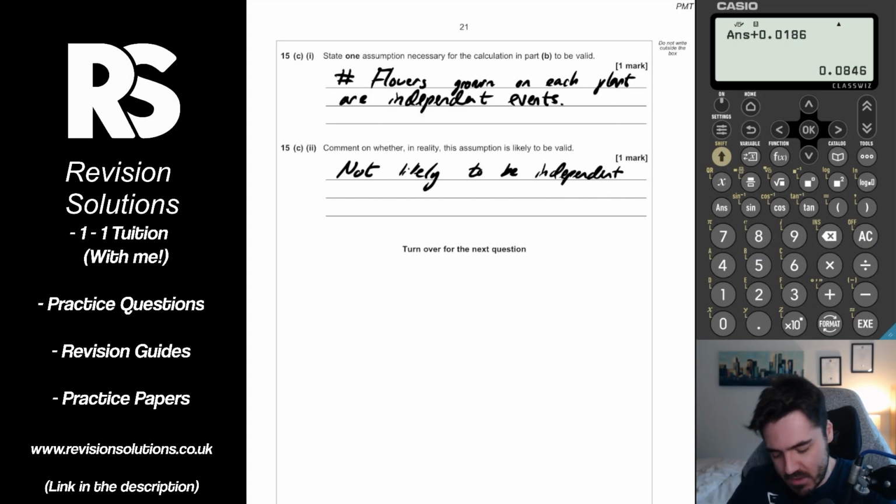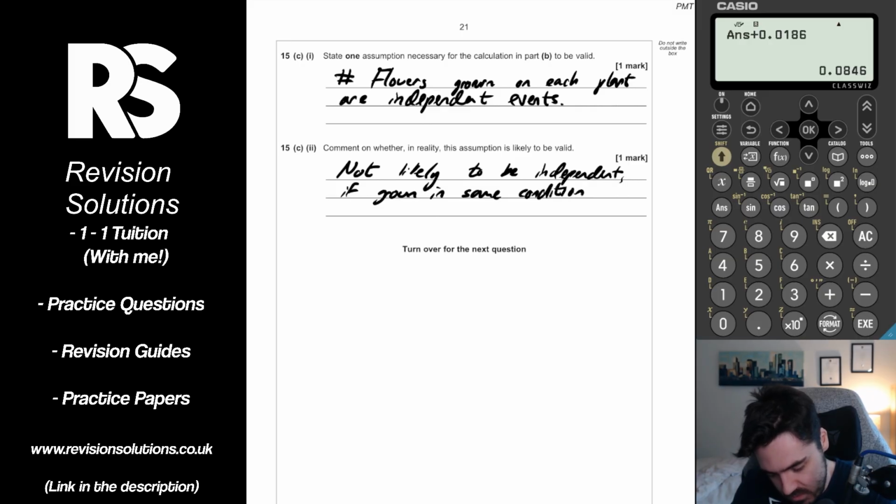Sorry guys, just a quick correction. I think I misinterpreted what was read there. Actually, I do think we need to state a reason why they're not independent. So let's go with: if they're grown in the same conditions, they're more likely to produce similar amounts of flowers.